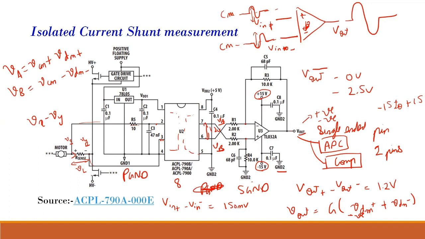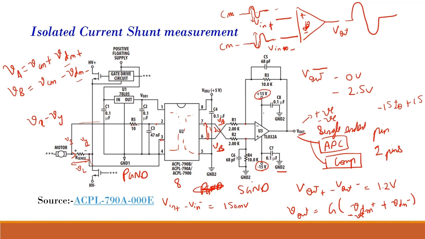Mean to say VDM plus is negative, then it becomes 0? No. Just see, VDM plus and VDM minus, they need not be equal. Okay, they need not be equal. Just representing it in some sort of format like that over here. Okay, so just consider.